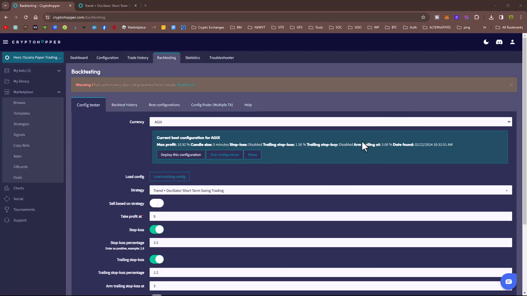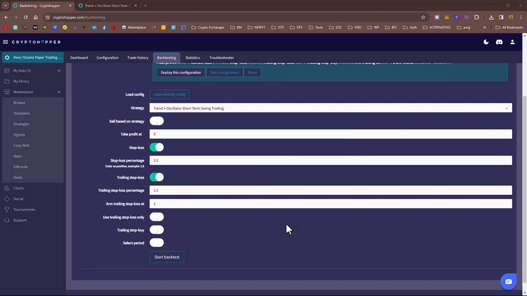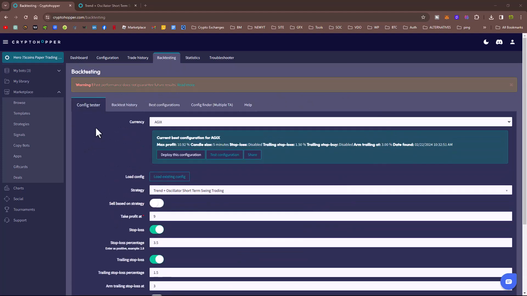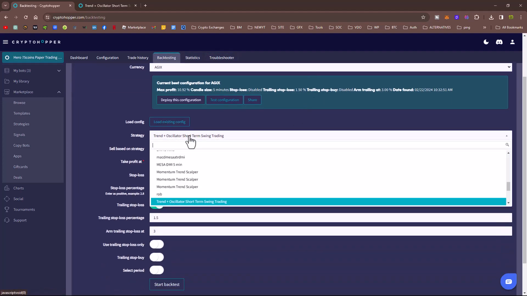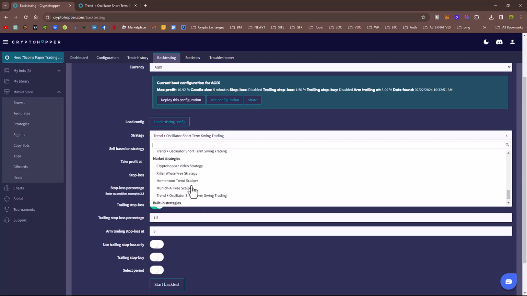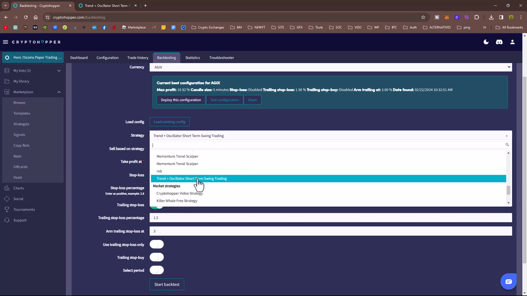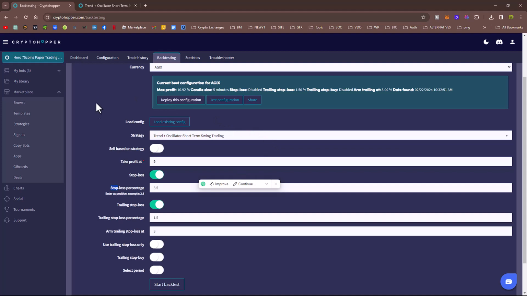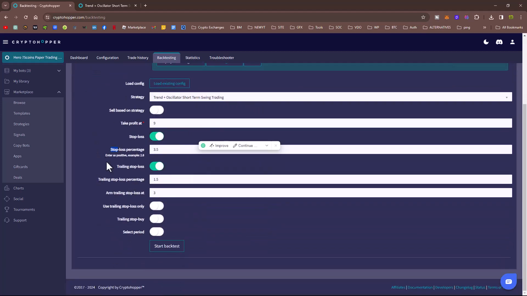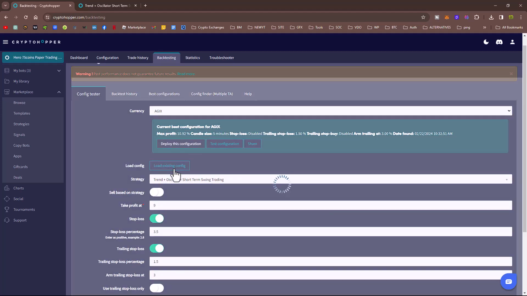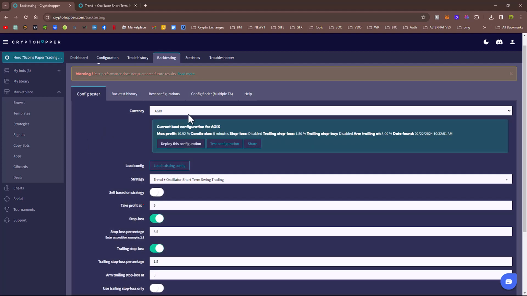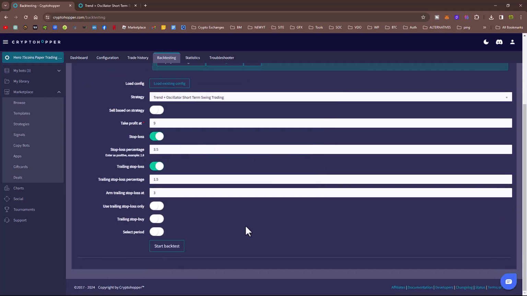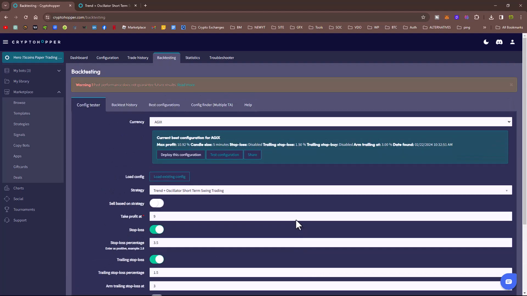Alright, so what we do is we load up our strategy, we configure it, and then we click onto the backtesting here, and then we come down and we load our strategy here. So we find it there, and then we make sure all the settings are about the same. Yeah, load existing config, and then we click on backtest. Alright, so what coin am I going to try on? AGIX to begin with.